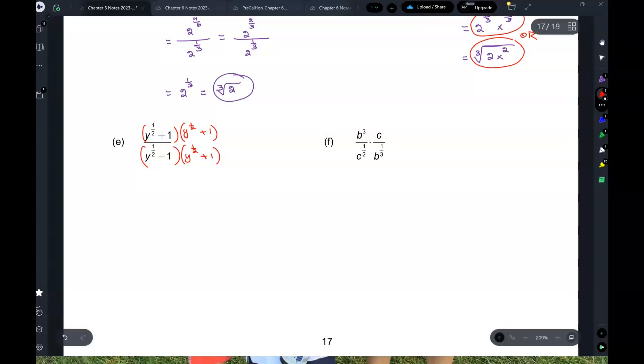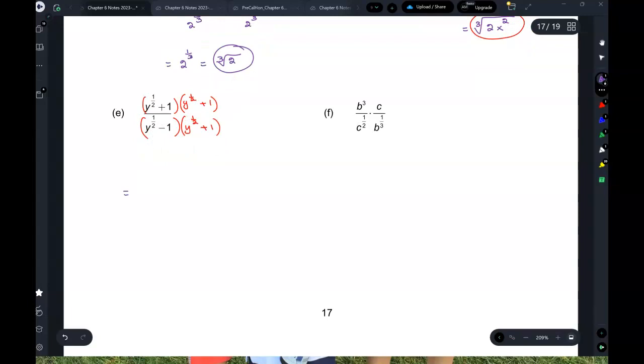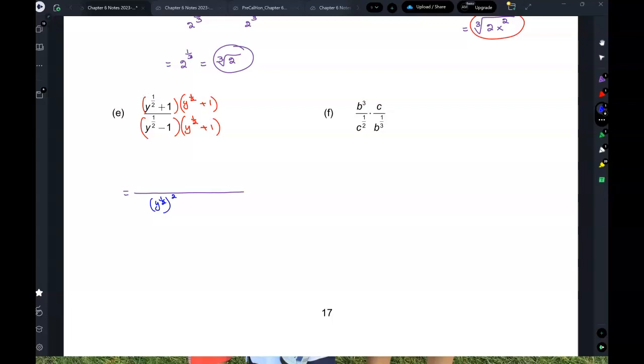Okay, I'm going to do the denominator first. Okay, look at the denominator. I have something minus 1, something plus 1. A minus 1, A plus 1. Whenever I have that pattern, I do difference of squares, right? So I take the first one and I square it minus the second one squared, right? A squared minus B squared. Okay, the top we have to FOIL.